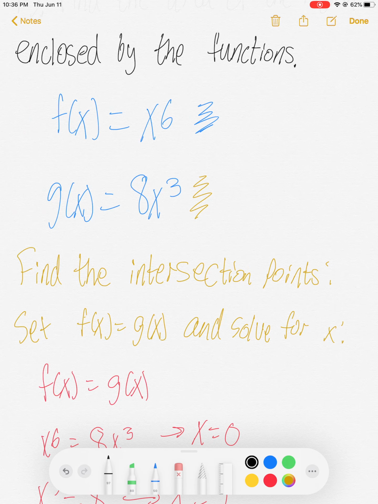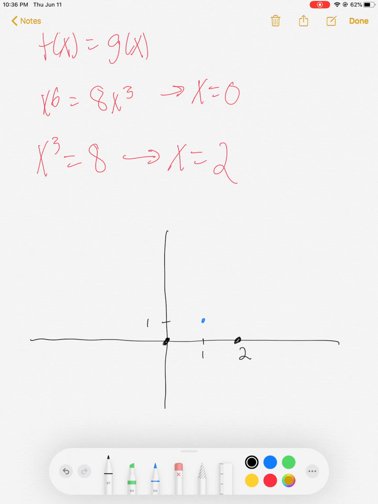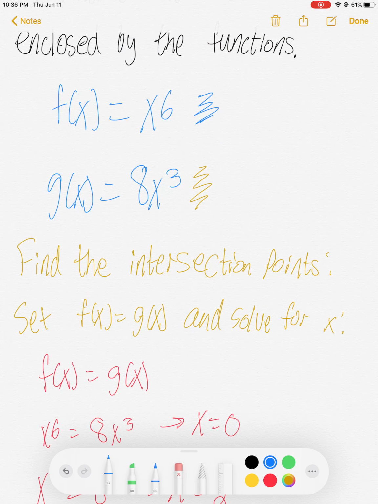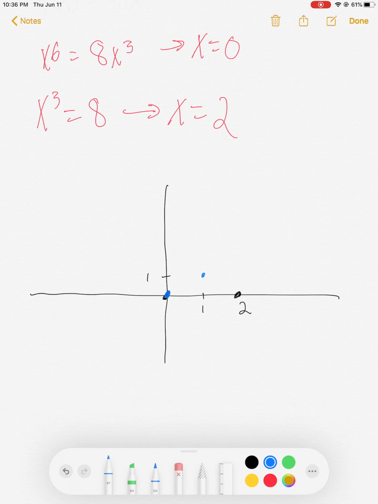So f of x, when I plug in x equals 1, I'm going to get just 1. So it's like here-ish. I should put it in the color that I said I was going to put it in, shouldn't I? So this is f, so this is x, 1. And if I plug in x equals 0, at x equals 0, they're both 0. So they intersect.